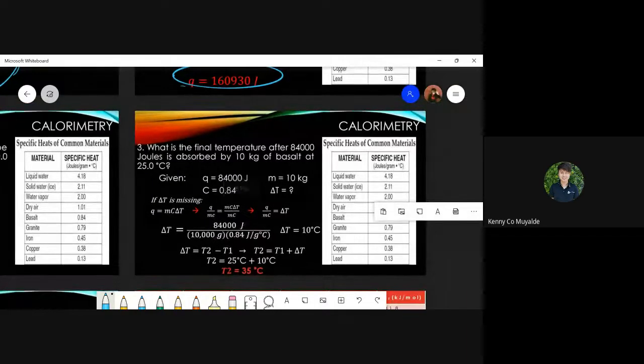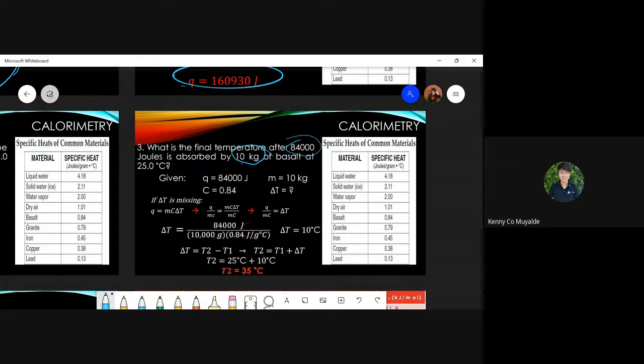Next, what is the final temperature after 84,000 joules is absorbed by 10 kilograms of basalt at 25 degrees Celsius? Okay? So here the question is, what is the final temperature? Our given is the heat, 84,000. So this is heat. And then we also have the weight, which is 10 kilograms. We also know the C because basalt is given.